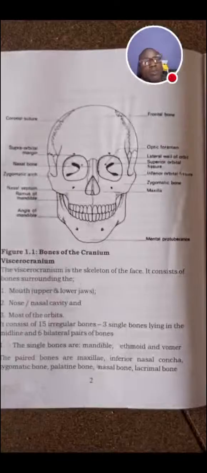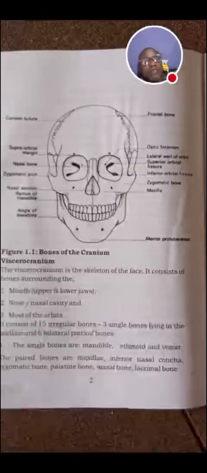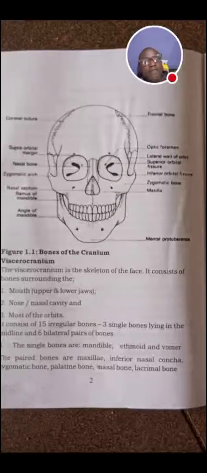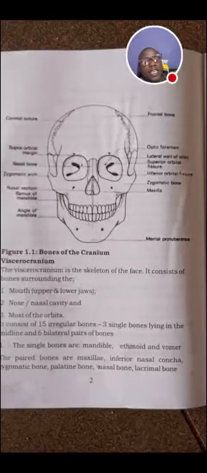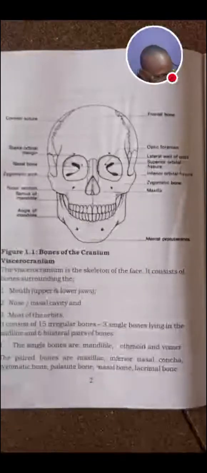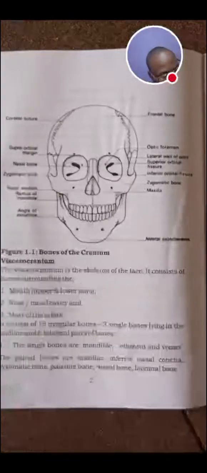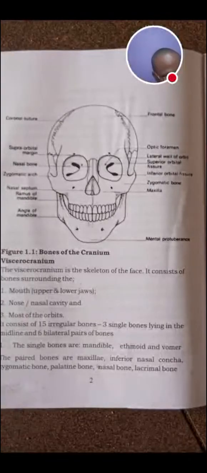The 3 single bones include the mandible, the ethmoid, and the vomer. So you can say VEM. Vomer, ethmoid, and mandible. Once you're done, take a little note. And what's the note? VEM.